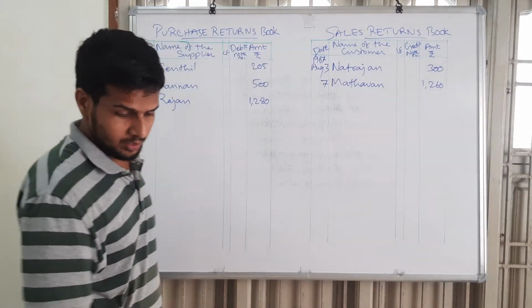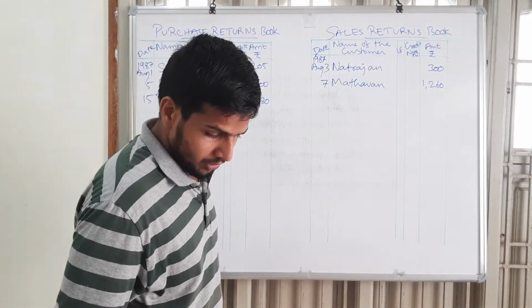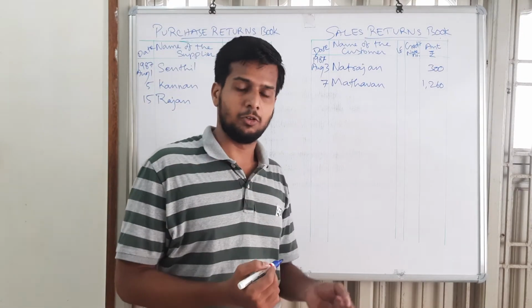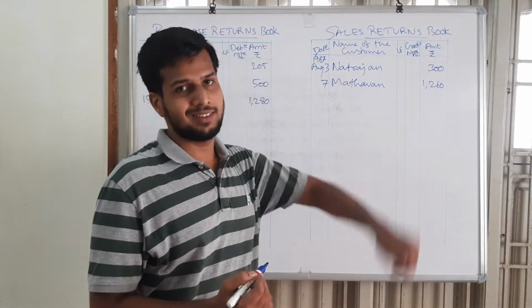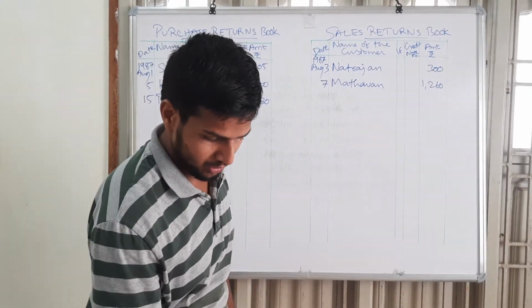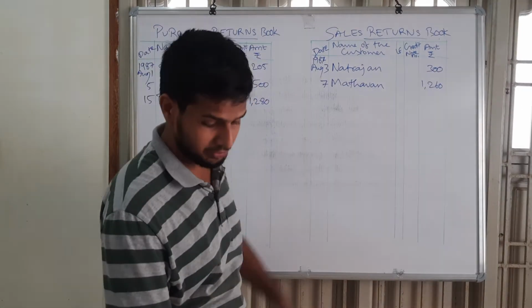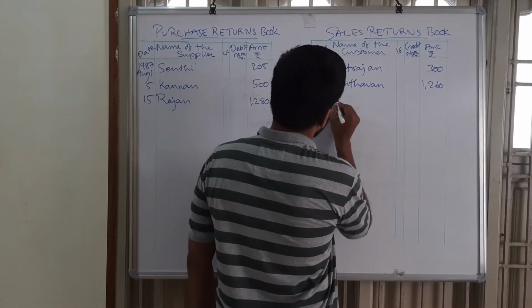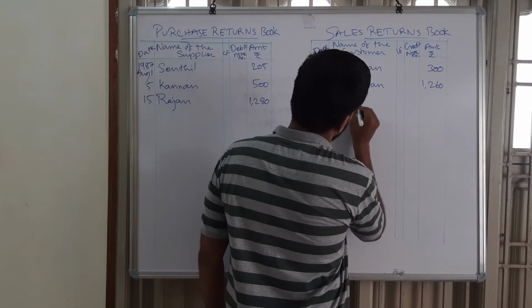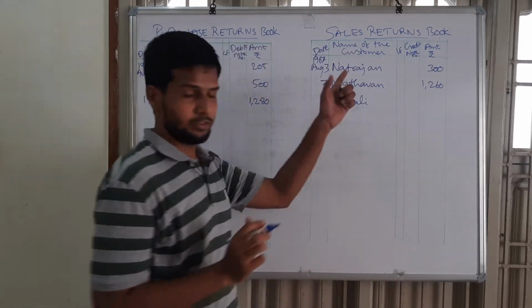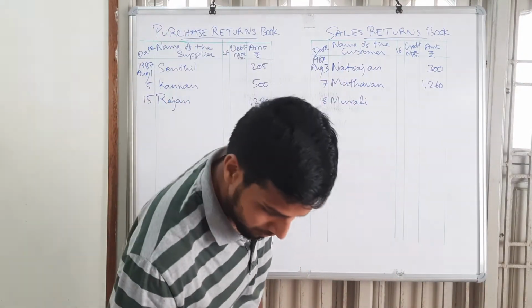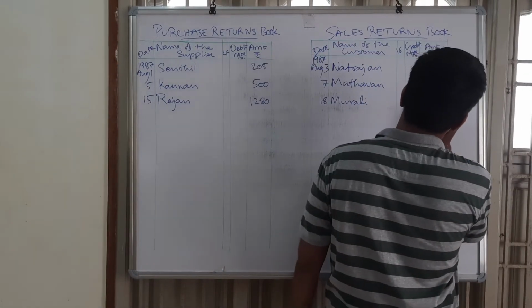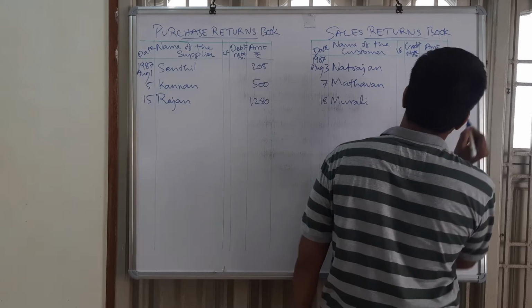Next, August 18. Damaged goods returned by Murali. So "by" refers to sales returns. So Murali should be recorded in the sales returns book with the date 18. Name of the customer: Murali. By Murali means it refers to the customers. And what is the amount? 1120.